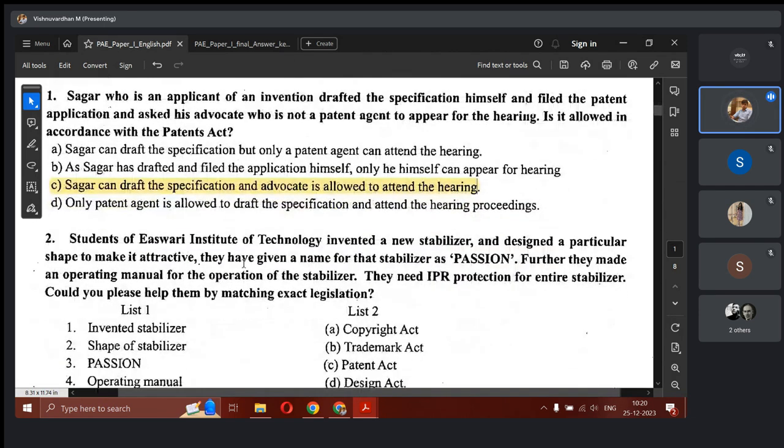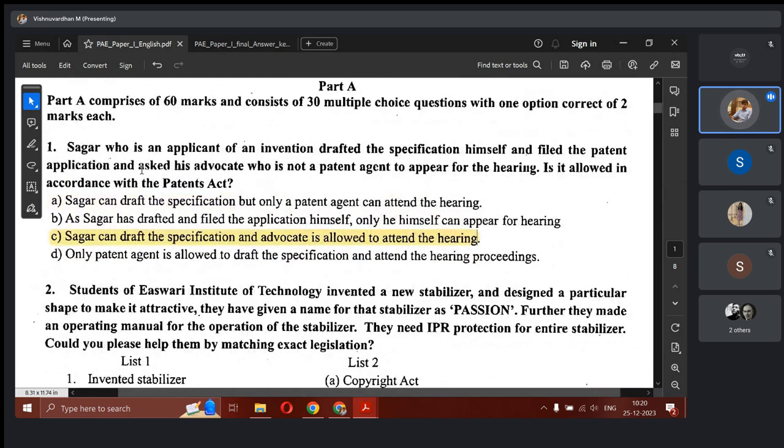But anyway, the one advantage is that Sagar over here can never appear before the controller. So once the controller raises objections, like the FER is issued and objections to the patent are there, then Sagar cannot appear before the controller. Only a patent agent or an advocate can appear. And advocate as in anybody. My dad can appear, Saptarishi's dad can appear, any lawyer can appear.